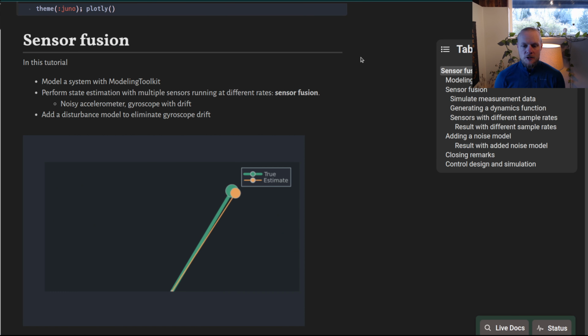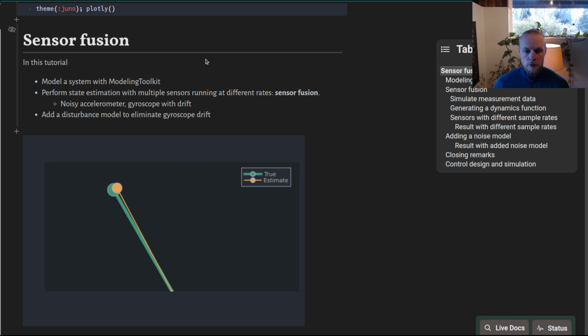Today we will try to estimate the state of a system that looks like in the animation here. So it's some kind of a pendulum-like system. We can imagine it being a simplified version of an inverted balancing bot, like a Segway or something like that. We will today model this system using the modeling language ModelingToolkit.